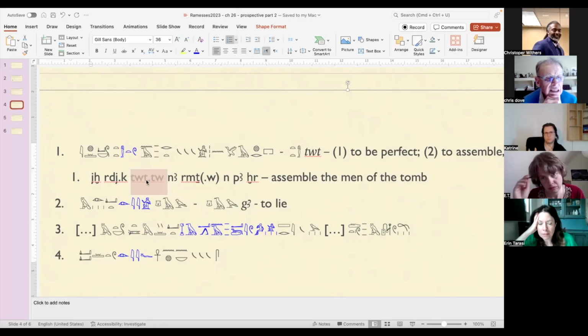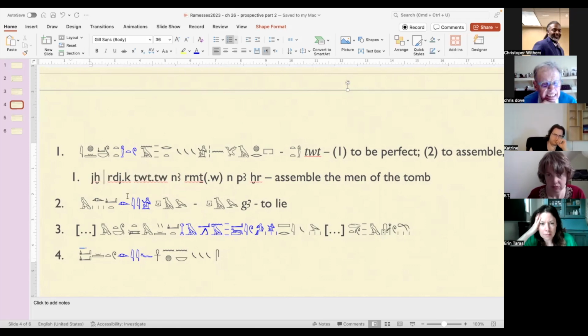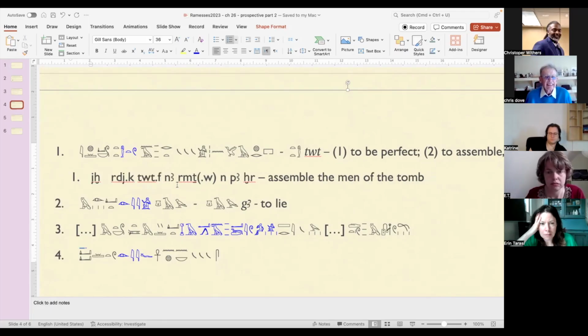So if the sentence would be dedik tutef na remech impacher, maybe did you assemble his men, or those men at the tomb? Men of the tomb. Let's get this right here. Did you assemble? So his men. No, why am I making it his men? You have to stick with the grammar.